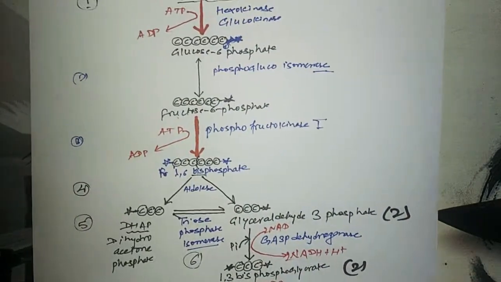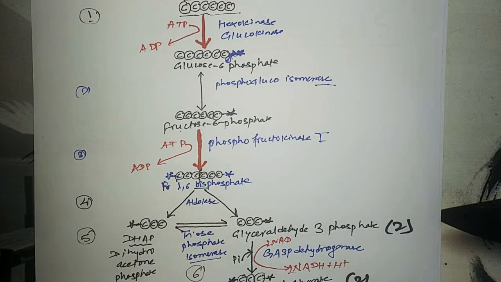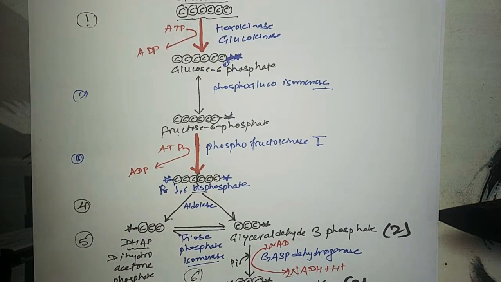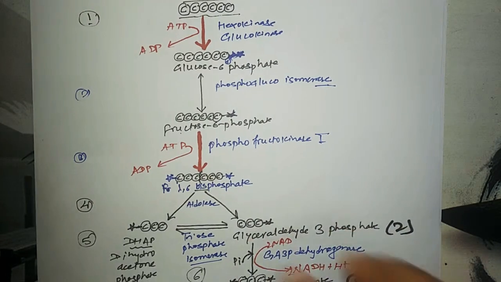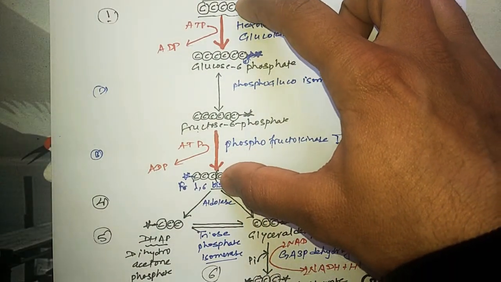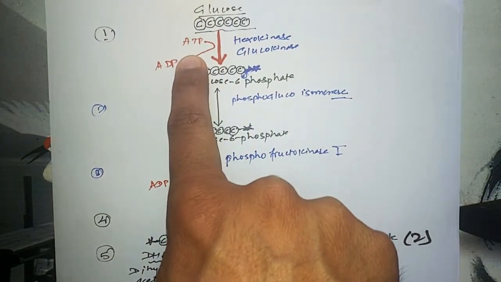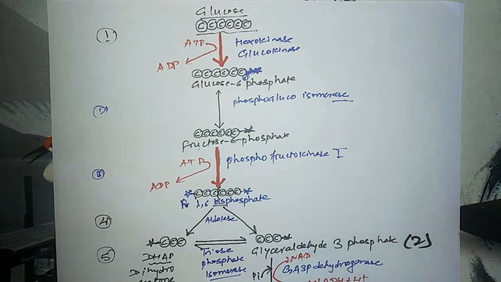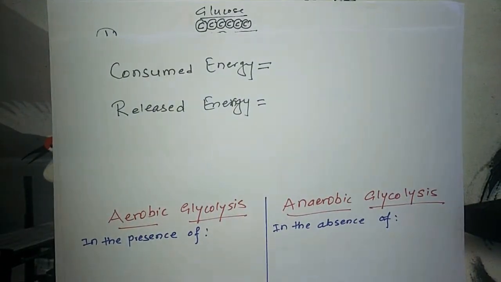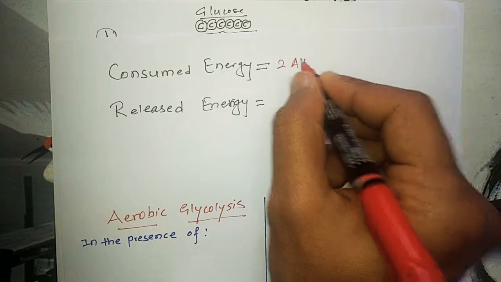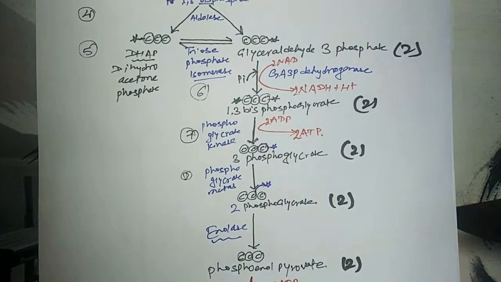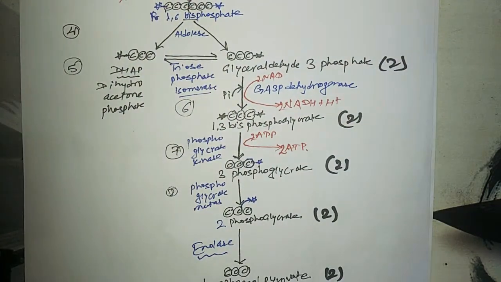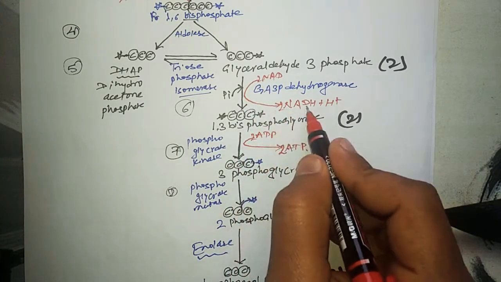Now let's talk about how much energy this pathway consumes and releases. How much energy have we consumed up to now and how much energy have we released up to now? In the first three reactions, this reaction already consumed 2 ATP. So simply the consumed energy will be 2 ATP. And what about released energy? At reaction number 6, this reaction released 2 NADH.